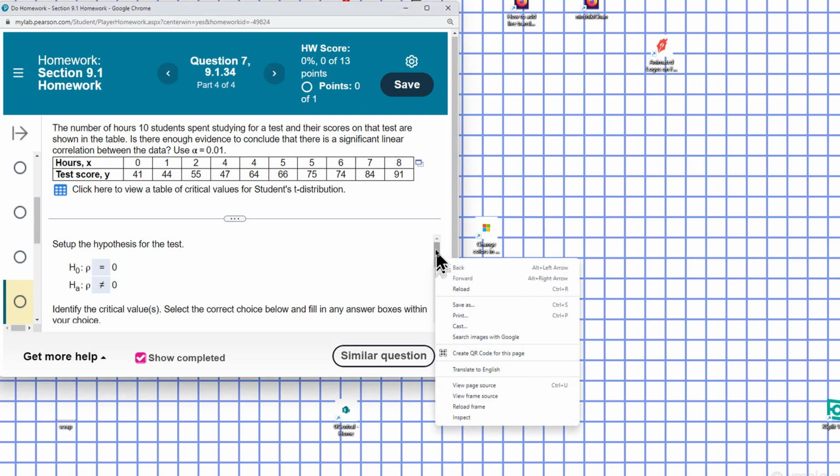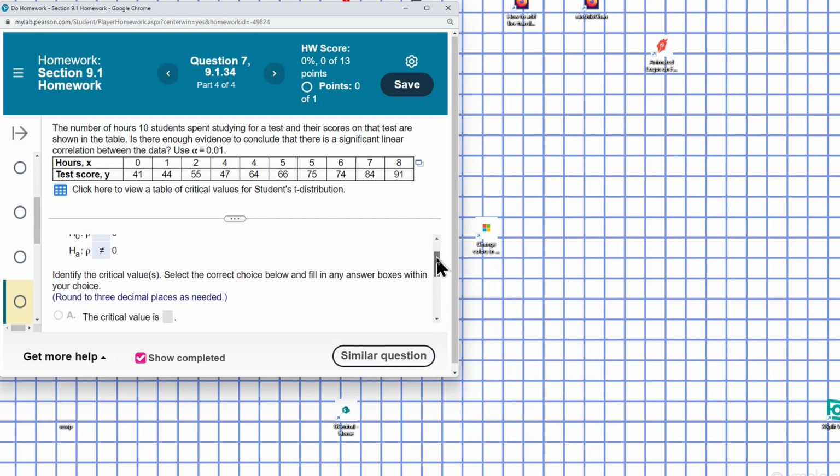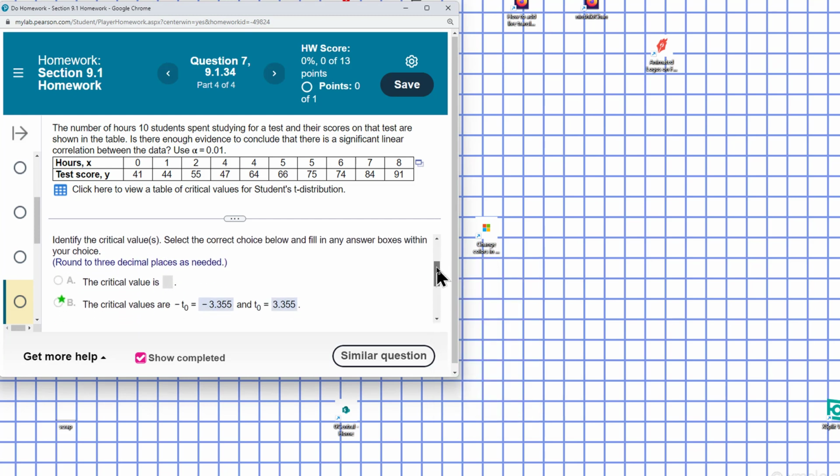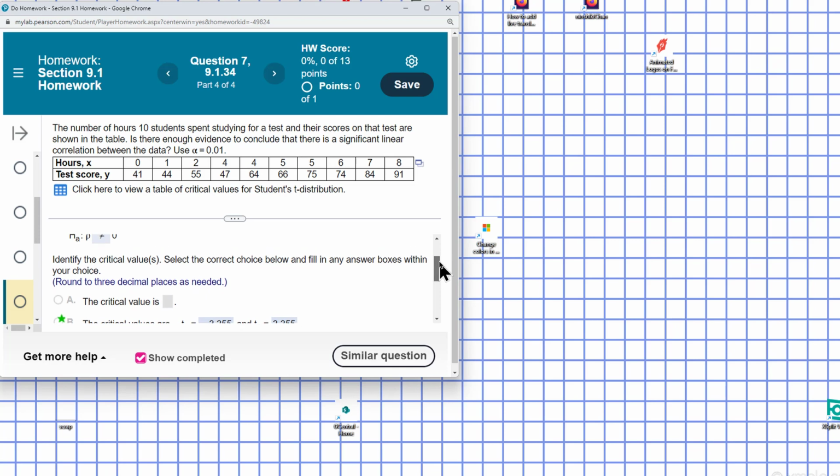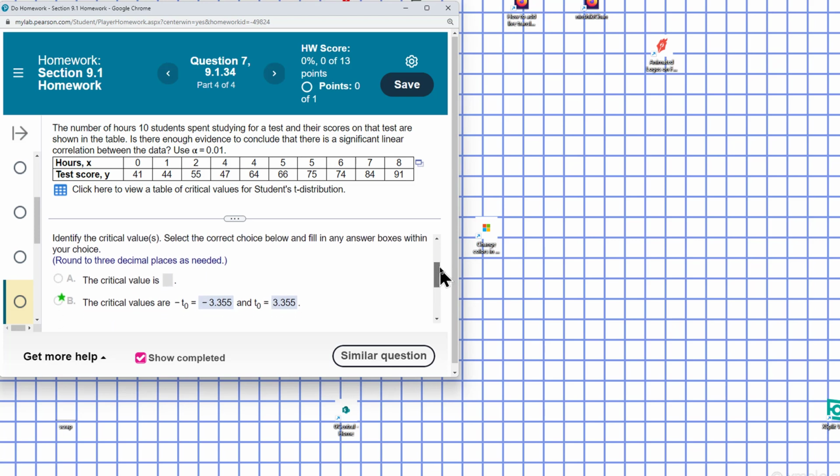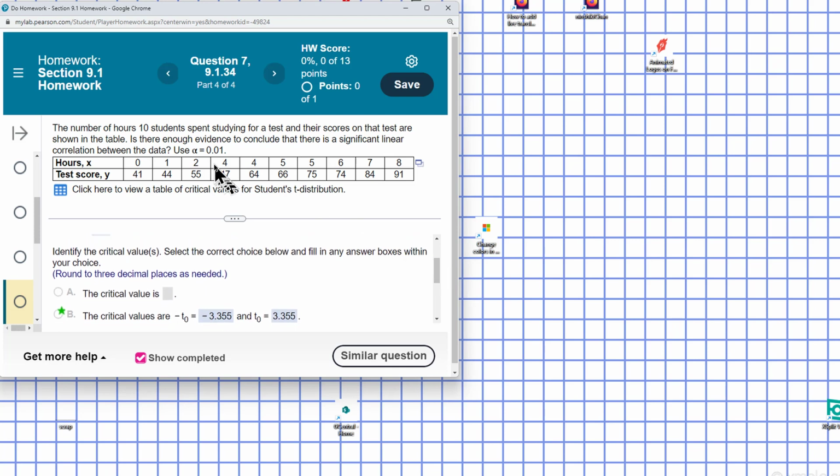And then the next part here, they want us to find the critical values. In this case, for the rejection region, it's going to be split in half. It's a two-tailed test, so it'll be half of 0.01 on one side and half on the other side. So we can open it up and find out what those critical values are.